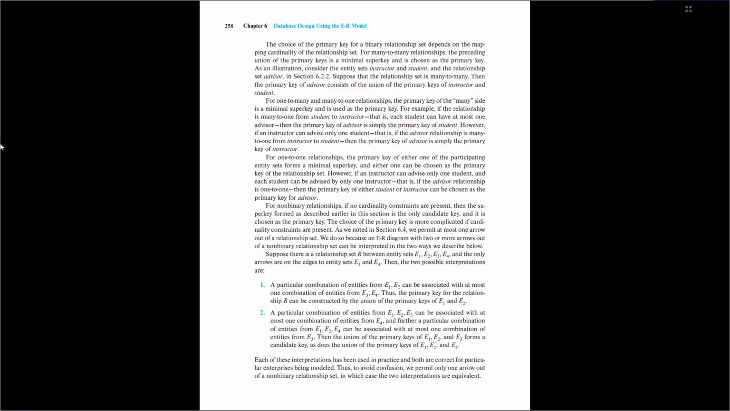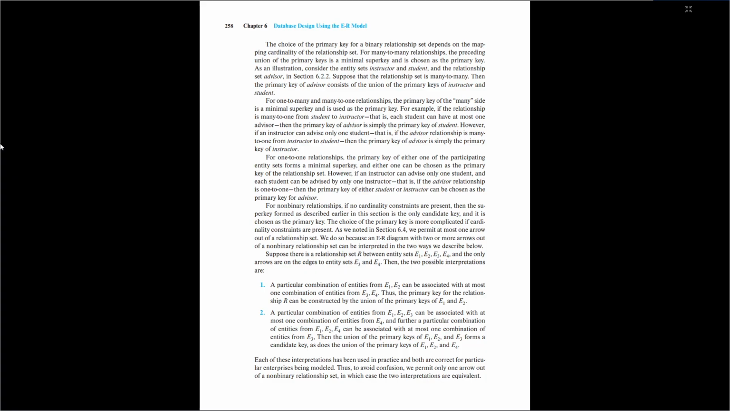For non-binary relationships, if no cardinality constraints are present, then the superkey formed as described earlier in this section is the only candidate key, and it is chosen as the primary key. The choice of the primary key is more complicated if cardinality constraints are present. As we noted in section 6.4, we permit at most one arrow out of a relationship set. We do so because a diagram with two or more arrows out of a non-binary relationship set can be interpreted in the two ways we describe below.